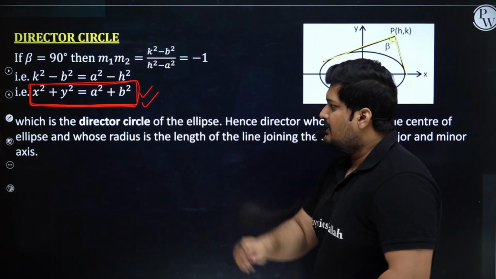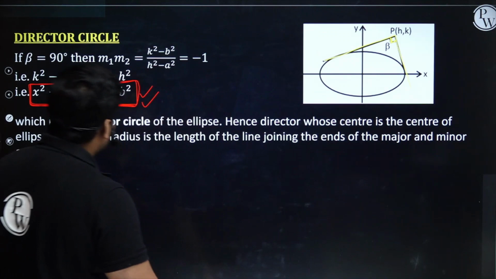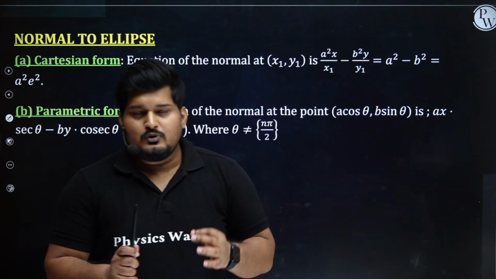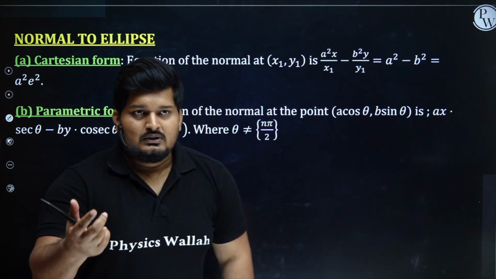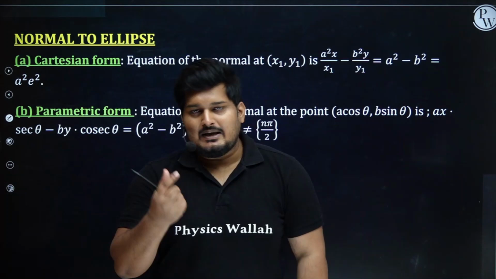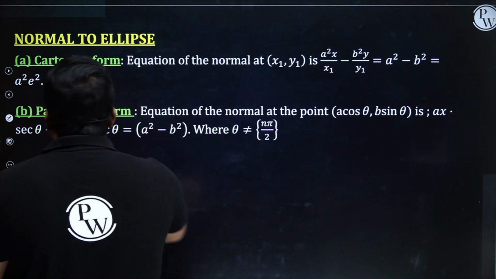That is the director circle. Now, the next thing is writing the normal to an ellipse. So if you want to write the normal to an ellipse x square by a square plus y square by b square equal to 1, and the point of contact x1, y1 is given, obviously, guys, you can do it with the equation of tangent, right? So you have the slope of tangent, basically. So you have the slope of tangent, you will have the slope of normal also at that point.